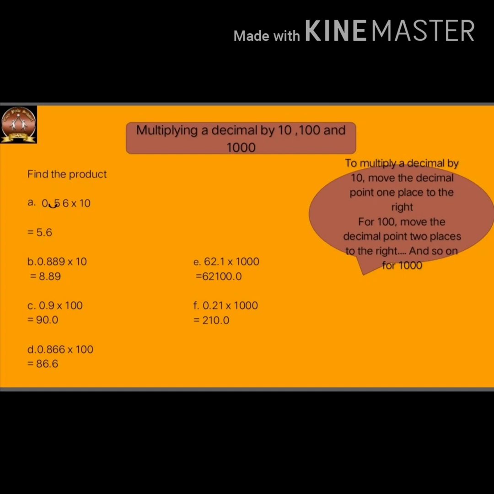Let's see example number A. 0.56 multiplied by 10. Now 10 has one 0, so I shift my decimal point to the right one place. Now my decimal number becomes 5.6. Let us see example number C, 0.9 multiplied by 100. Since I have to shift my decimal point to the right 2 times because I have 2 zeros in my 100, I add a 0 on the right side to make sufficient digits. So now my number becomes 90.0.